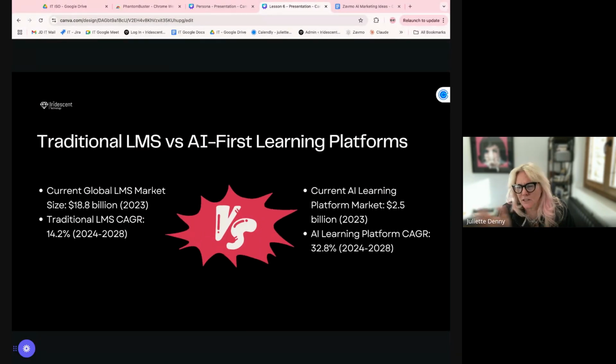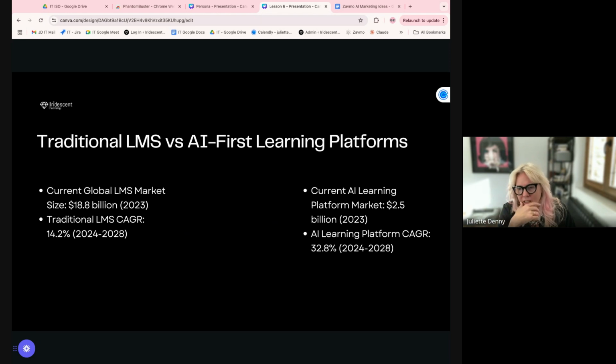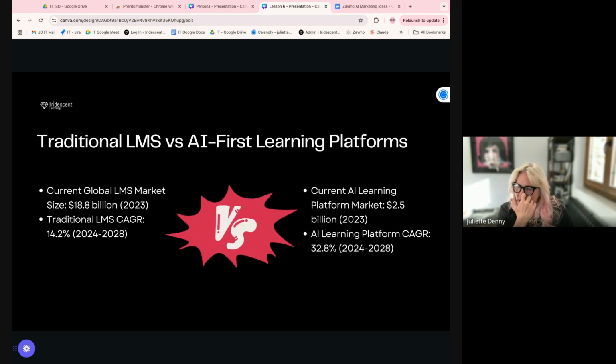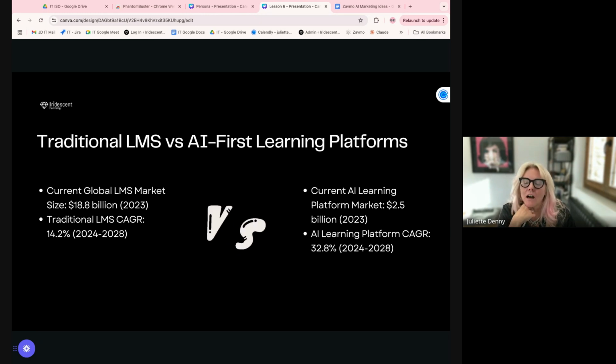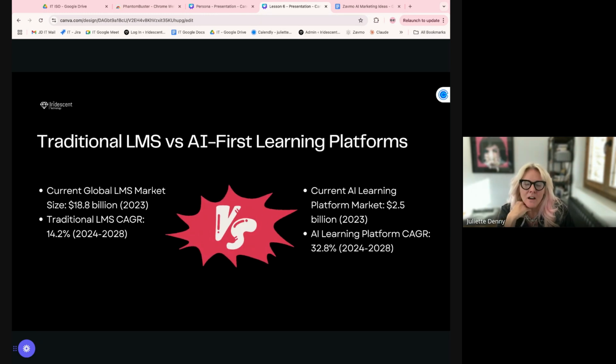Right. About 18 months ago, I started a new company because I was really interested in what was happening in the AI space, particularly with regards to personalization. So I was really interested in how we could create a learning platform that was fundamentally based on the individual. And of course, you can only do that with AI. That's the beauty of this new technology.